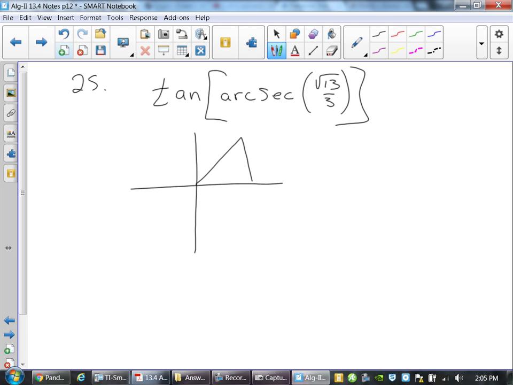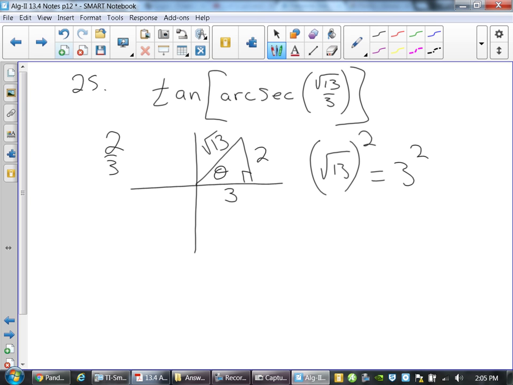Cosine is adjacent over hypotenuse, whereas secant would be hypotenuse over adjacent. Figure out the other side. So what's the tangent of that theta? 2 over 3. Tag right there. 13 minus 9 is 4, square root of 4 is 2.